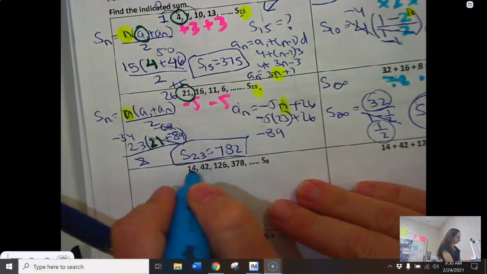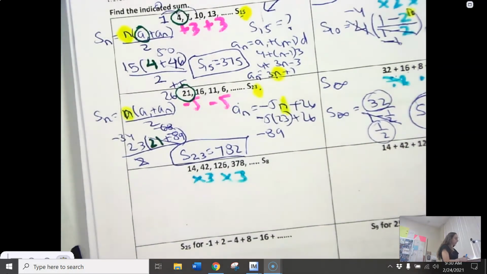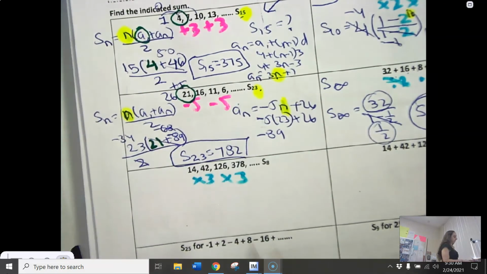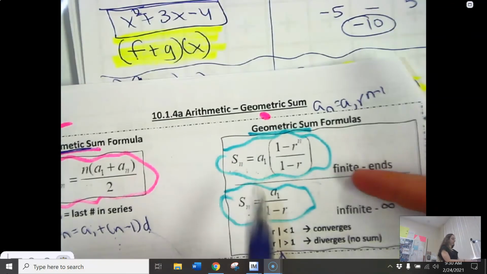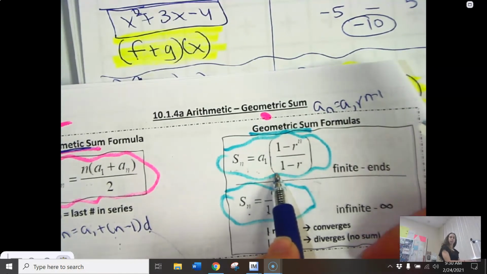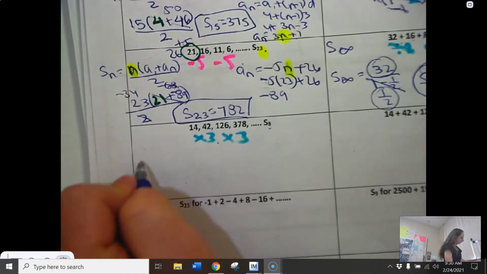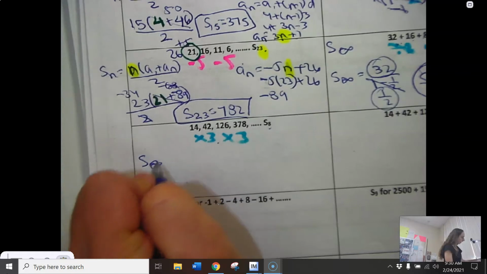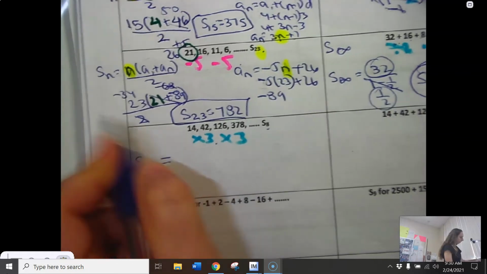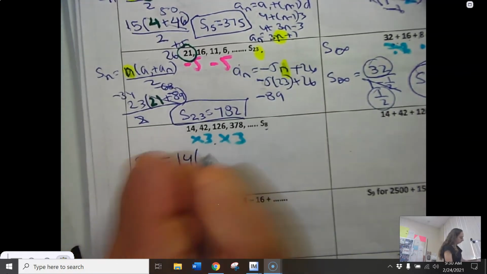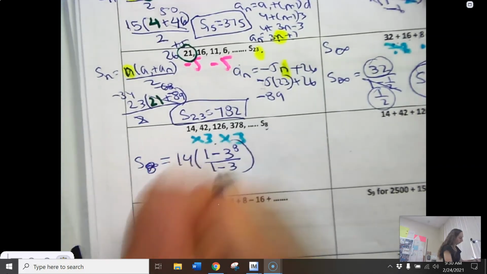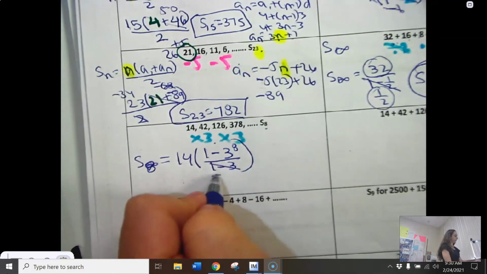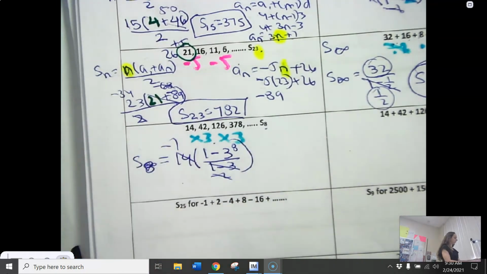All right, times 2, times 3, times 3. That means it's geometric, but they want the sum of the first 8 numbers. So I have to use the more complex formula. The sum of the first 8 numbers, I was mixing that up with infinity, is a sub 1 times 1 minus the ratio to the 8th power, over 1 minus the ratio. 1 minus 3 is -2, -7.